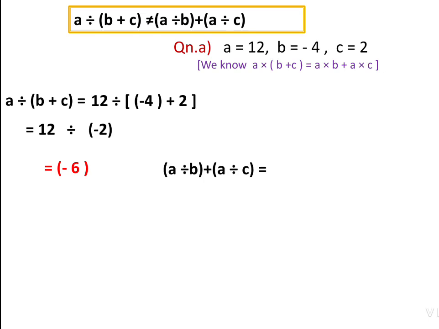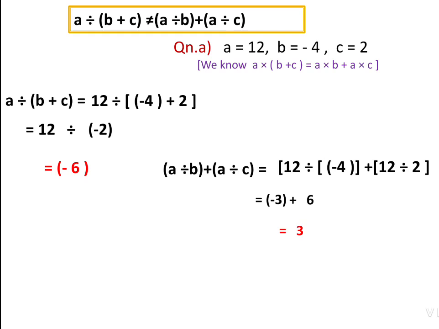Then the second part, A divided by B plus A divided by C. A is 12, B is minus 4. We can write it like this: 12 divided by minus 4 plus 12 divided by 2. 12 divided by minus 4 is minus 3, plus 12 divided by 2 is 6. Then minus 3 plus 6. This is the addition of a negative number and a positive number. We subtract the smaller number from the bigger number, so the answer is 3.